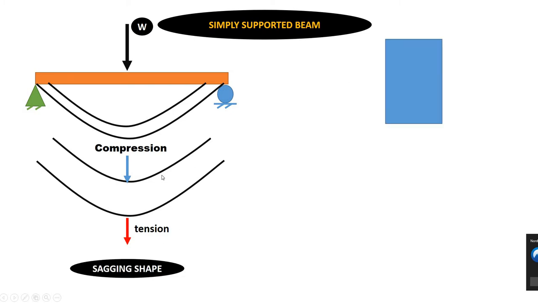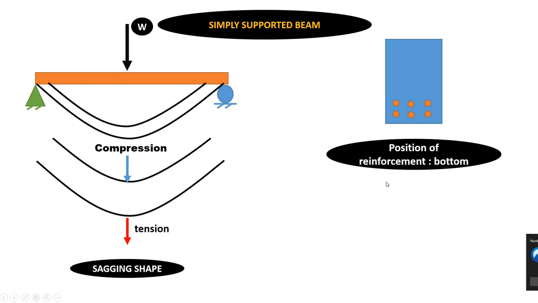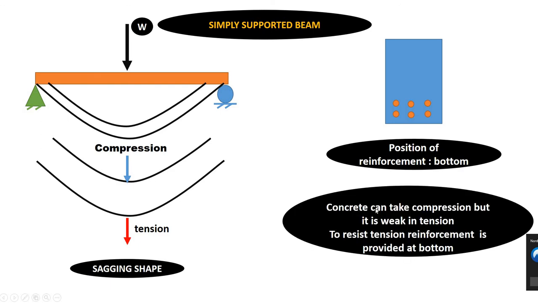So if you have compression at the top and tension at the bottom, you have to provide reinforcement at the bottom. Why? Do you have any idea? Because concrete is weak in tension, but steel is strong in tension, right? So concrete can take compression, but it is weak in tension. That's why, to resist tension, the reinforcement is provided at the bottom, right?